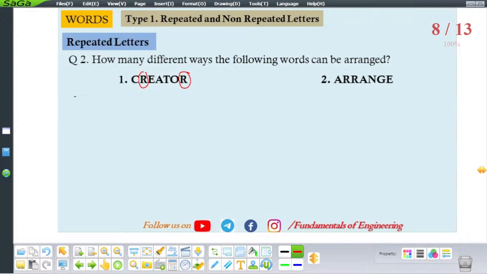Now you can see, first you have to count the number of letters. How many letters are there? 1, 2, 3, 4, 5, 6, 7.